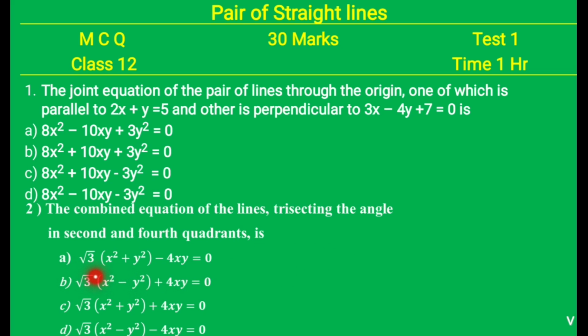So option A is root 3 into in bracket x square plus y square minus 4 times xy equals to 0. Option B is root 3 in bracket x square minus y square plus 4 times xy equals to 0. Option C is root 3 into x square plus y square plus 4 times xy equals to 0 and option D is root 3 into x square minus y square minus 4xy equals to 0.